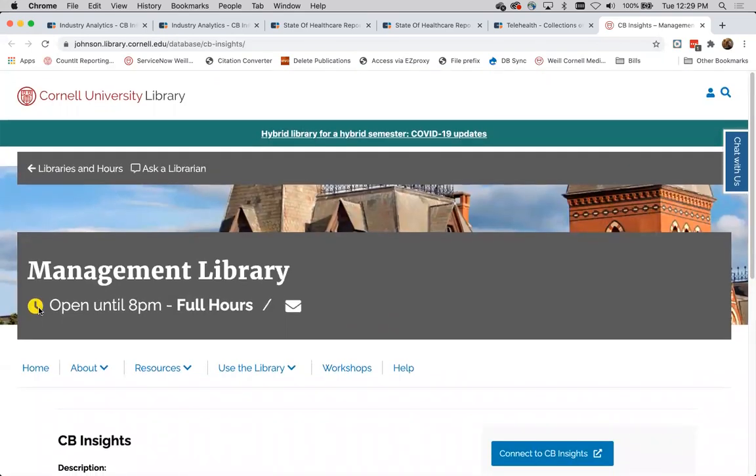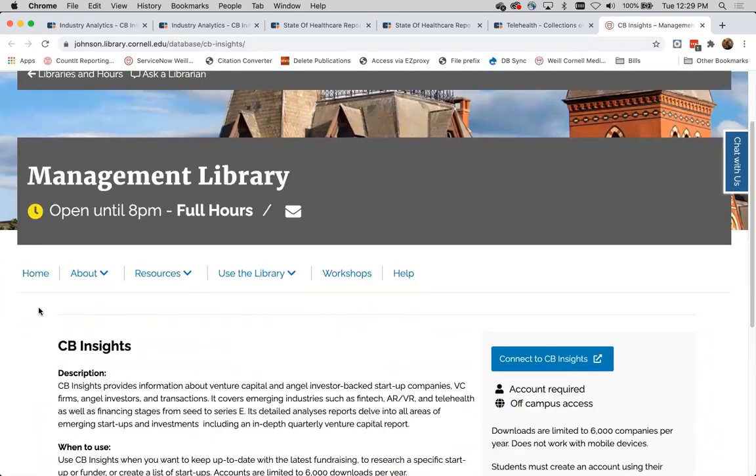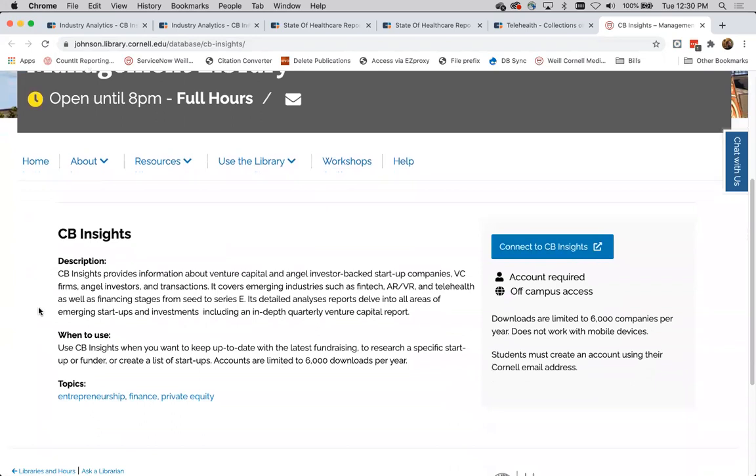Yeah. We have to access it through Cornell Ithaca. They sort of have a license here, but they allow us access. So if you are on VPN, which I'm not at the moment, you can connect to CB Insights that way. Once you're connected, you can get off VPN and still have access to it.